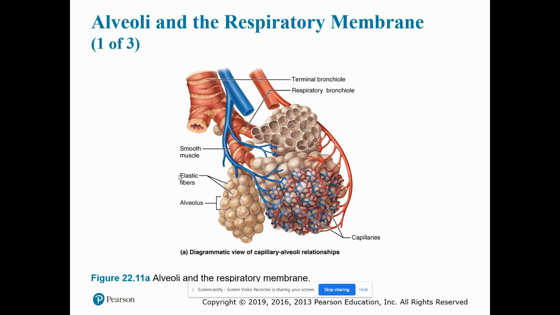All right, so we have our alveoli, and then this would be our capillary bed. This is showing the respiratory membrane. They don't really blow it up and show it, but it would be the membrane between the capillary and the alveoli.